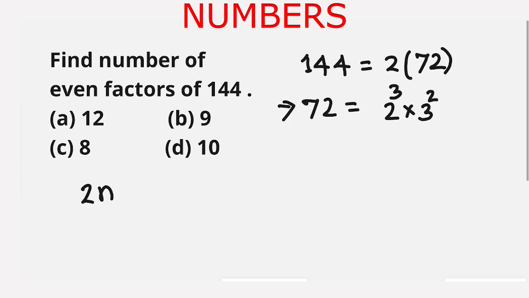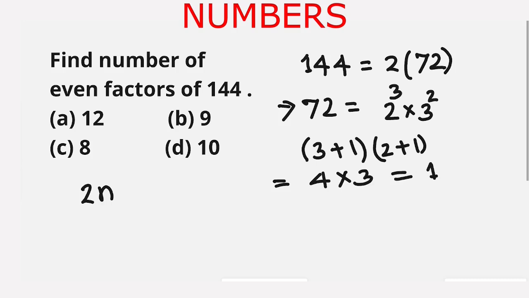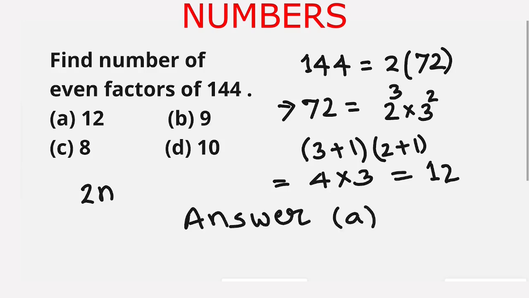So these are the prime factors of 72, and we know that number of factors we can find by adding 1 to the power of prime factors. So the power of 2 is 3, we write it as 3 plus 1, and power of 3 is 2, so we write it as 2 plus 1, and this is equal to 4 multiplied by 3, and 4 multiplied by 3 is equal to 12. So there are 12 even factors of 144, and from the given options our answer is option A 12.